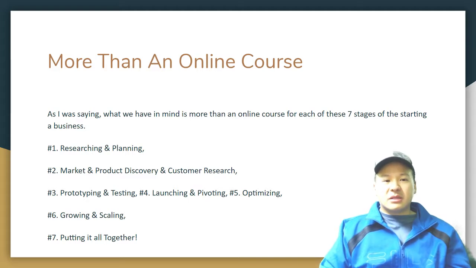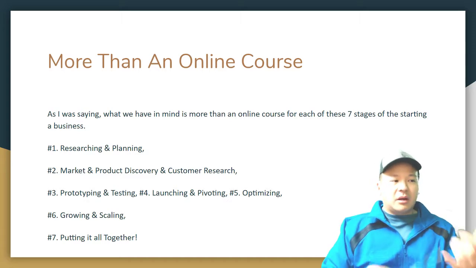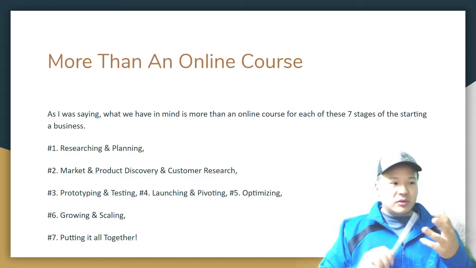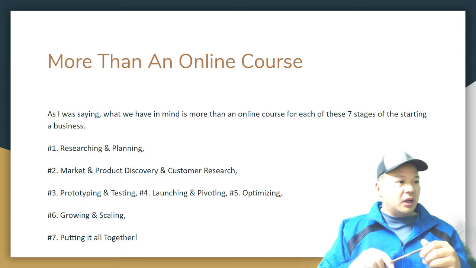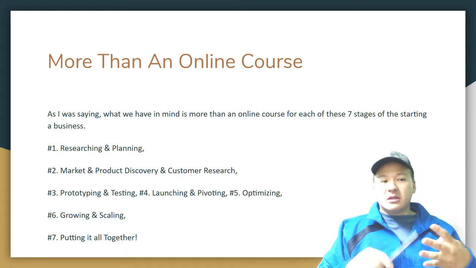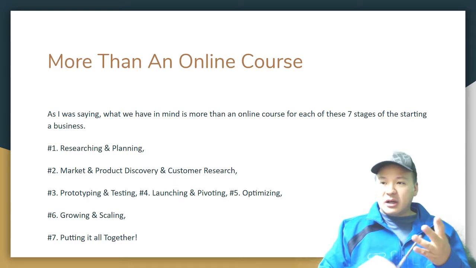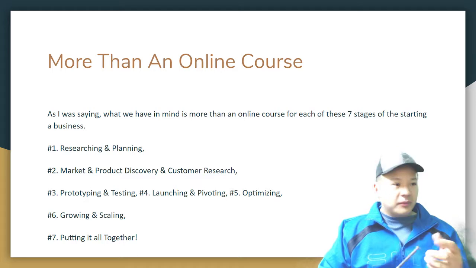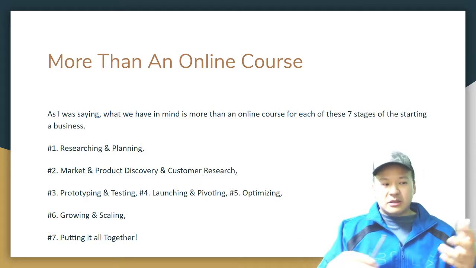What we have in mind basically is the 7 stages of starting a business. So I'm going to put it all on one page right now. So research and planning, right? Product and market discovery, customer research is stage 2. And then we have prototyping and testing, stage 3. And then 4 is launching and pivoting. Stage 5 is optimizing. And then growing and scaling is another stage. And then putting it all together is stage 7.